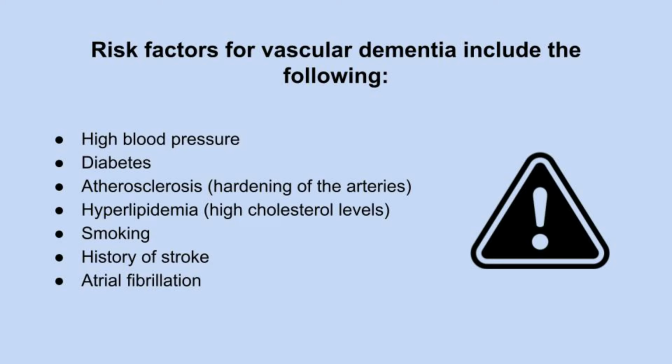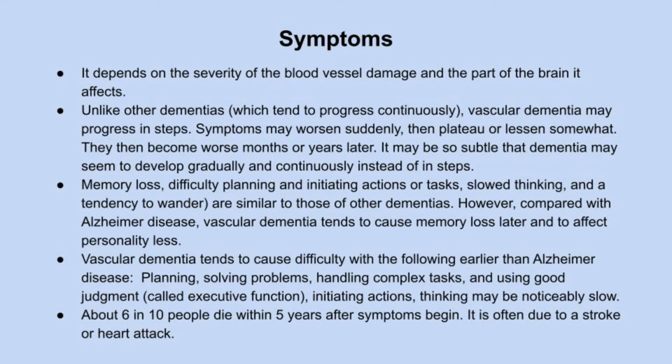High blood pressure, diabetes, and atherosclerosis damage blood vessels in the brain. Atrial fibrillation increases the risk of strokes due to blood clots from the heart. So unlike all of the other causes of dementia, the risk factors for vascular dementia are modifiable. That means that they can be changed, at least most of them. So symptoms of vascular dementia really depend on the part of the brain it affects and the severity of the blood vessel damage.